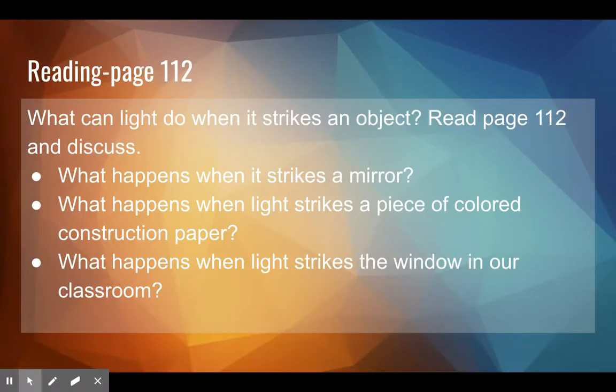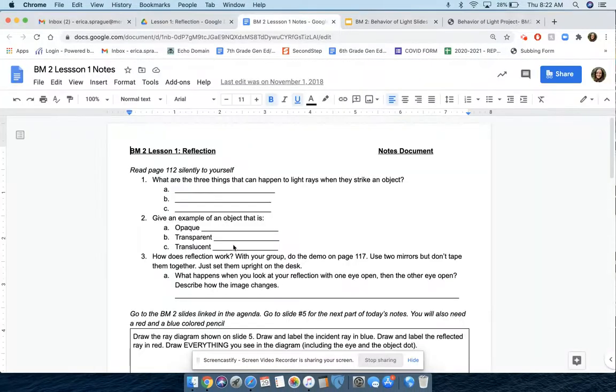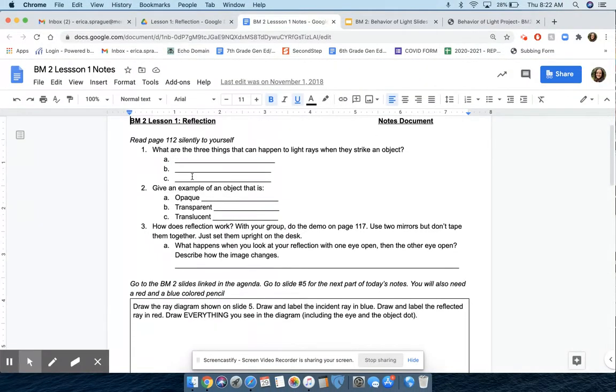Get a copy of the Red Book and open to page 112. Get a copy of today's notes and get ready to read quietly to yourself and take some notes. The notes page looks just like this. As you read page 112 silently to yourself, write down the 3 things that can happen to light rays when they strike an object. Then give an example of an object that is opaque, transparent, and translucent.